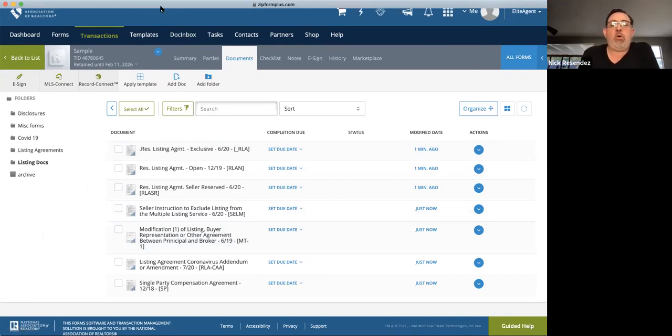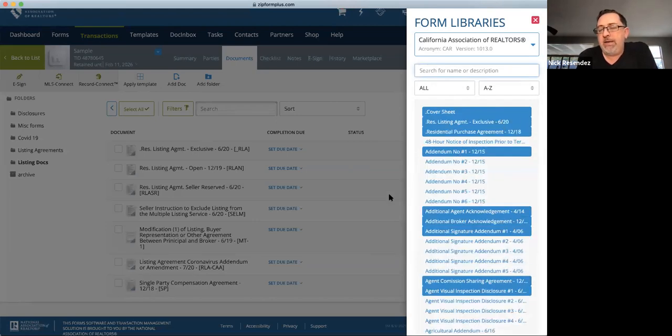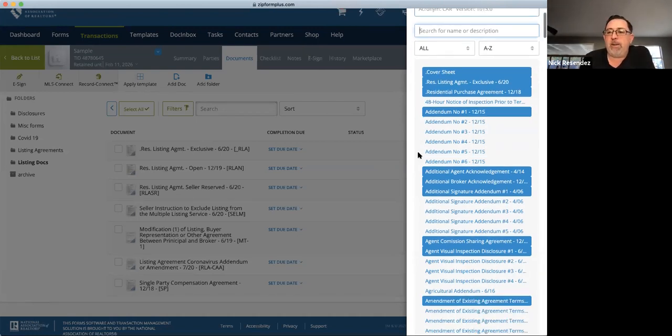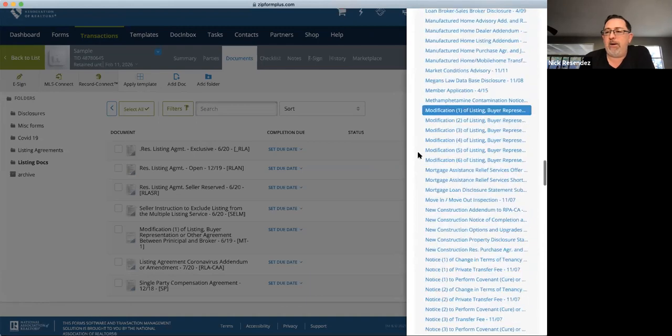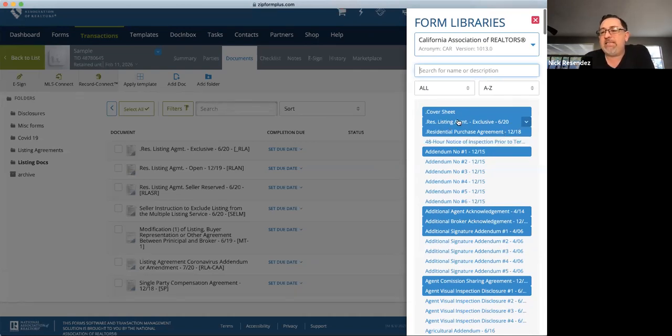If you ever can't quite remember which forms to use, when you open the forms picker here, all forms, it gives me the list of all the different forms that I can use. You notice the very first couple here have a period right at the beginning, right? There's a period cover sheet, period residential listing agreement, period residential purchase agreement. CAR did that for us so that the forms that we use the most always stay at the top of the list, because otherwise you're trying to dig through the forms that are just buried in here. There's a ton of them, as you can see. So those are your most used forms, and the residential listing agreement exclusive is the first one.